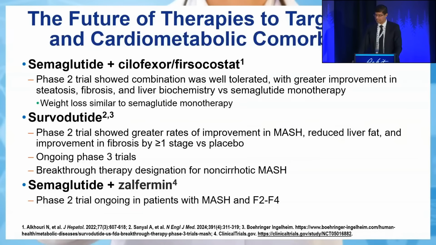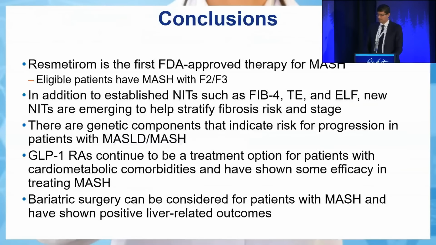for non-cirrhotic MASH. And then semaglutide plus efruxifermin, and so a phase 2 trial is ongoing in patients with NASH and stage 2 to stage 4 fibrosis, and the results will be coming out in the next few months, and really looking forward to seeing if combination approaches would yield a better treatment response on fibrosis improvements.